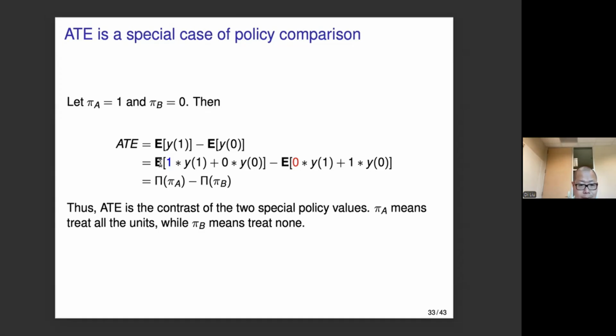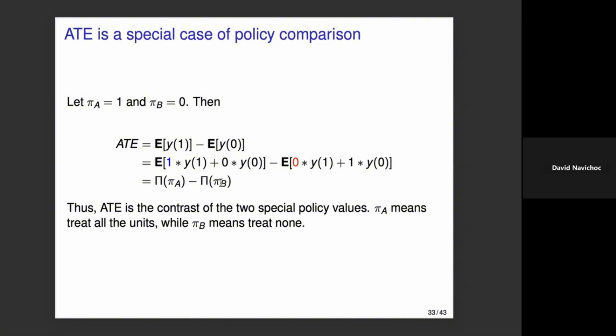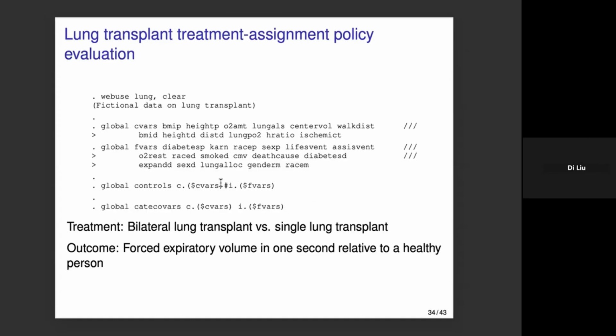So the first term is the policy value for pi A equal to 1. And the second term is the policy value for pi B equal to 0. So ATE is a contrast of two policies: a policy that treats everyone versus a policy that treats no one. We can actually show that in our computations.